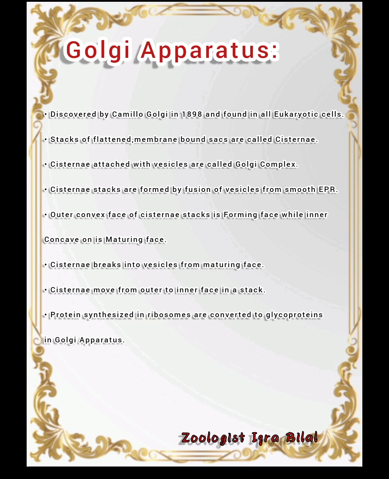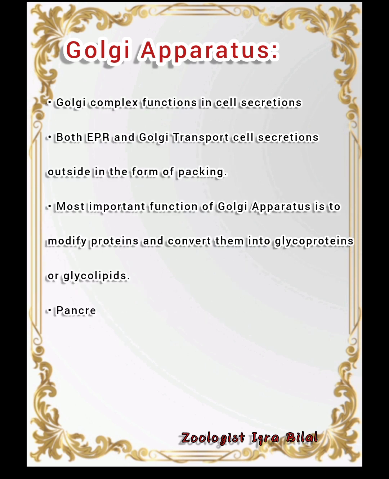Proteins synthesized in ribosomes are converted to glycoproteins in the Golgi apparatus. This is a very important function. The Golgi complex functions in cell secretion. The main function of the Golgi complex is cell secretion. Both endoplasmic reticulum and Golgi transport cell secretion outside in the form of packing.